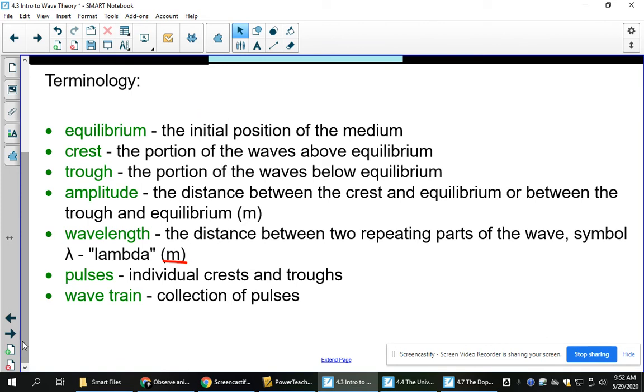Pulses are the individual crests and troughs, and then a wave train is a collection of pulses. So if we were in school right now, we'd get a bunch of these super long slinkies that we have. Two people would hold it, stretch it out, and then you would send pulses through the slinky, and you would look at what happens with the waves. If you send multiple pulses, so you lift your arm up and down multiple times with the slinky, you're going to be making what's called a wave train.